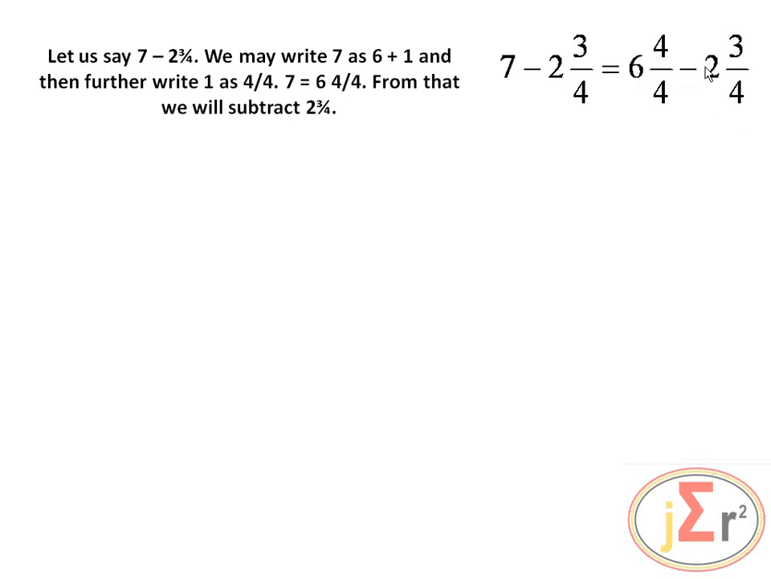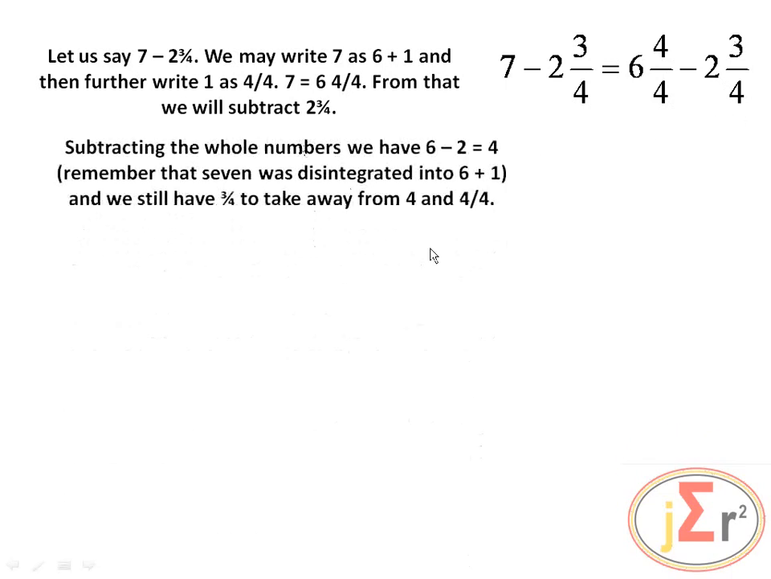So we have 6 minus 2 is 4, and 4/4 minus 3/4 is 1/4. So 4 1/4. Subtracting the whole numbers, we have 6 minus 2 is equal to 4. And then we will have 3 over 4 that we are subtracting from 4 over 4.